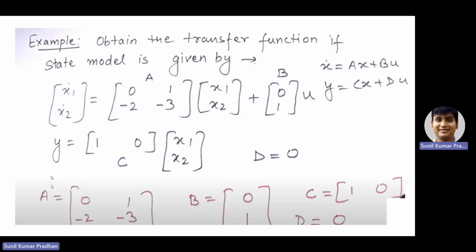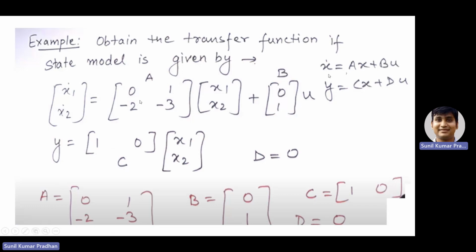Next, we'll go to how to find the transfer function if the state model is given. Let's consider x dot equals Ax plus Bu and y equals Cx plus Du. This is your state model. There are two equations: x dot, which is the differentiation of x, equals Ax plus Bu, and y equals Cx plus Du.